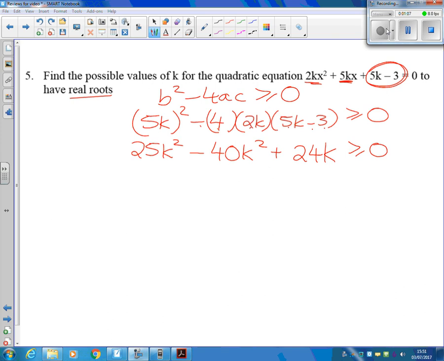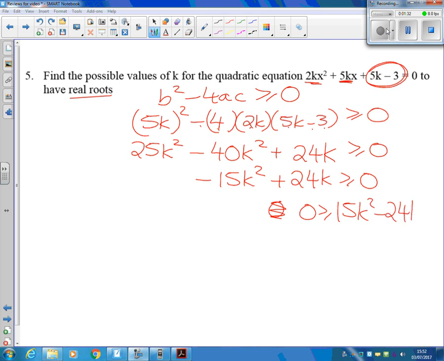Let's put the k squareds together, can't we? That gives us minus 15k squareds plus 24k is greater than or equal to 0. Hate having that negative there. Let's switch it over. Let's go for 0 is greater than or equal to 15k squared minus 24k.